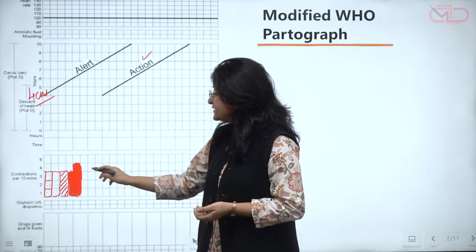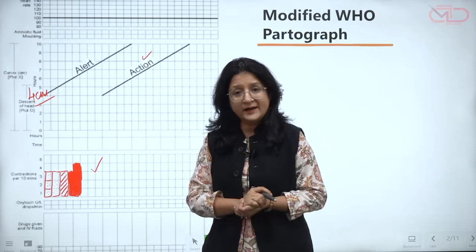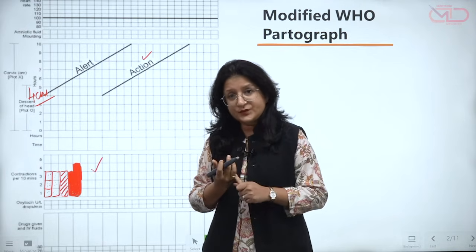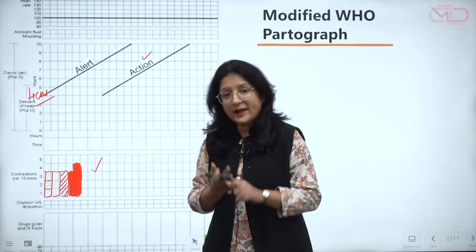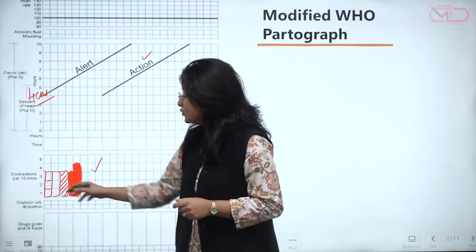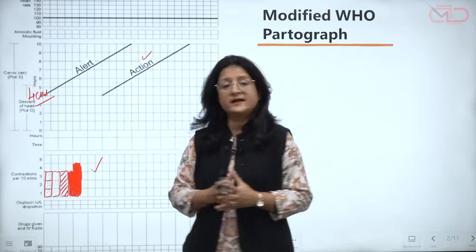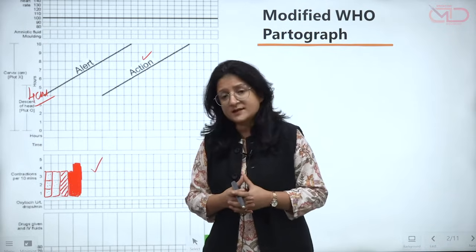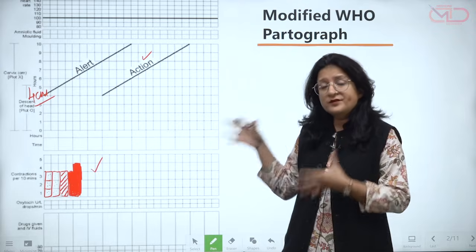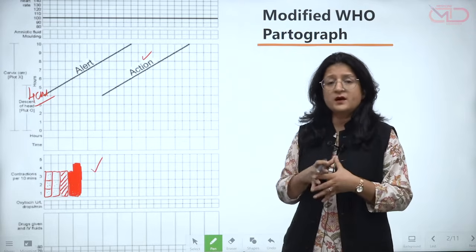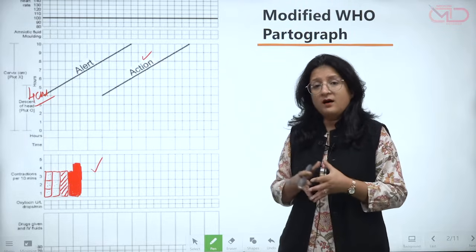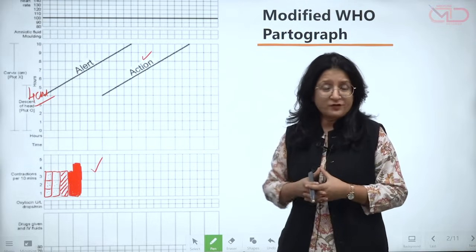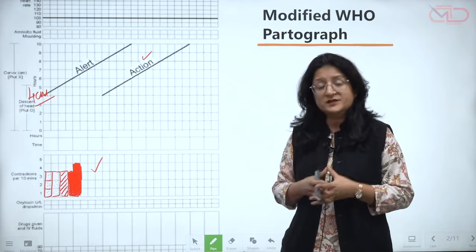We're also plotting the contractions here half hourly, the frequency of contractions, right, so the number of contractions in 10 minutes, as well as the strength of the contractions is noted by different types of shading that we use on the boxes. However, in this modified WHO partograph, there is no place for documenting the progress in the second stage of labor, that is after full dilatation of the cervix.